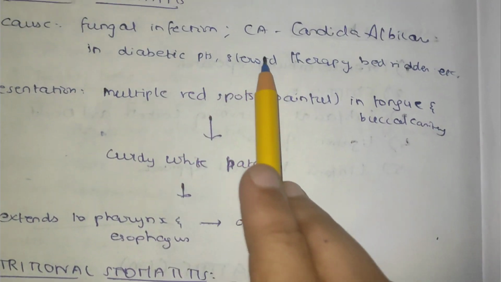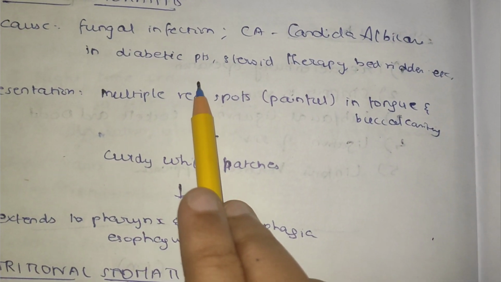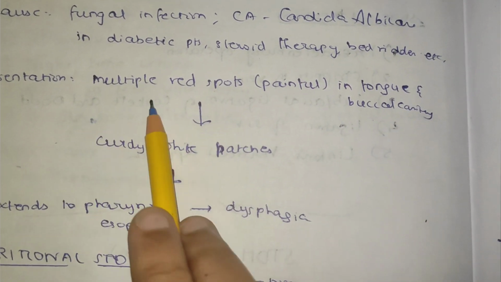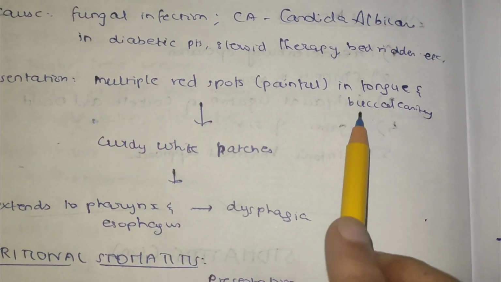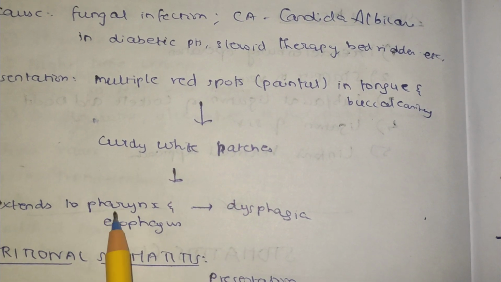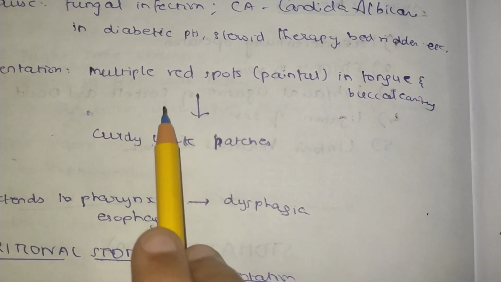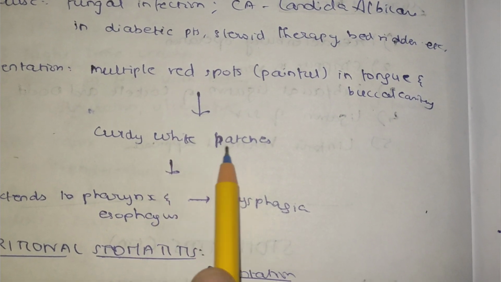So the cause is due to candida albicans, and it is common in diabetic patients, patients who undergo steroid therapy, and bedridden patients. It presents as multiple red spots that are painful in tongue and buccal cavity. Sometimes it may extend to pharynx and esophagus and causes dysphagia. These multiple red spots, in later stages, develop into curdy white patches.